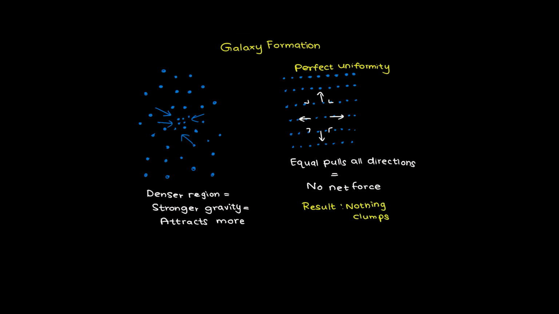The matter has mass, that's not the issue. Gravity works on all matter regardless of distribution. But balanced pulls from all sides mean nothing moves anywhere.